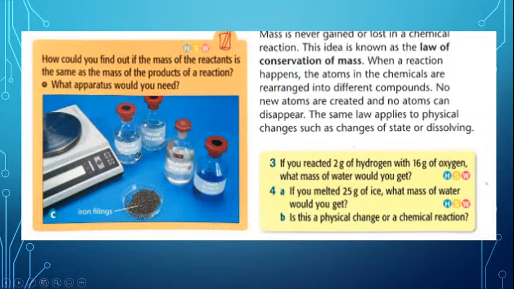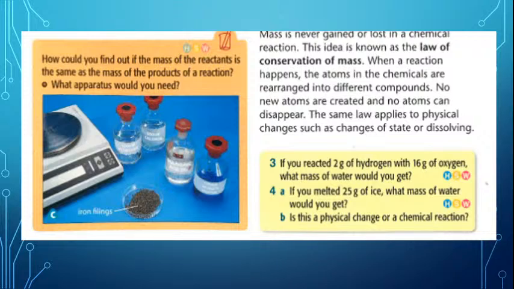the reactants with the help of an electronic balance, and then we'll note down this reading. And then after the chemical reaction, once again we are going to measure the mass of the product. So then we'll compare whether both are equal or not, right?